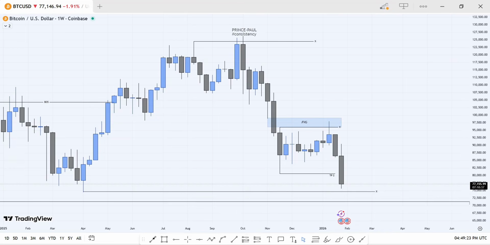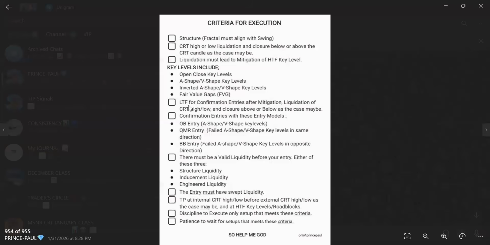Let's go back to the criteria so you can see how I frame my confirmation entries. Over here you can see the lower time frame confirmation entries after the mitigation, liquidation, and closure below, because you're selling. So closure below this candle. Now this confirmation entry includes OB entry, which is the A shape or V shape key levels, and QMR entry, which is failed A shape or failed V shape key level in the same direction of price. And the breaker block entry is failed A shape or V shape key level in the opposite direction of price.